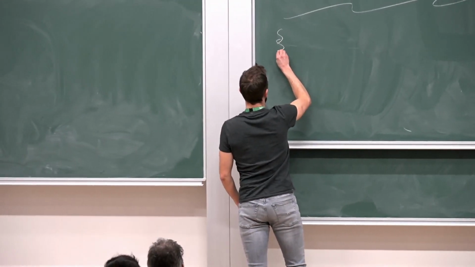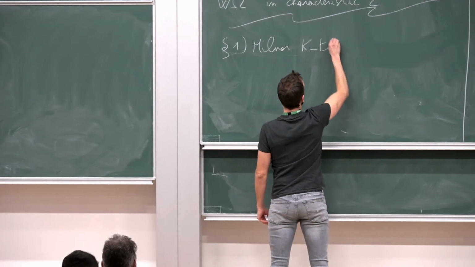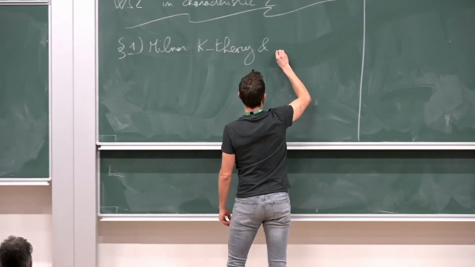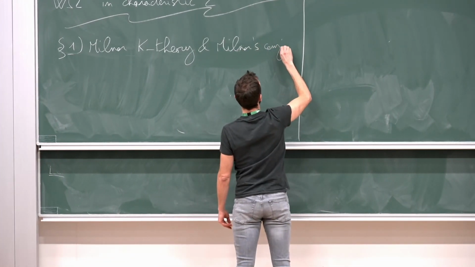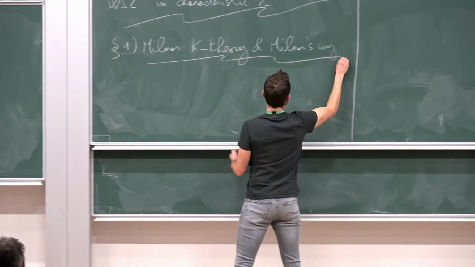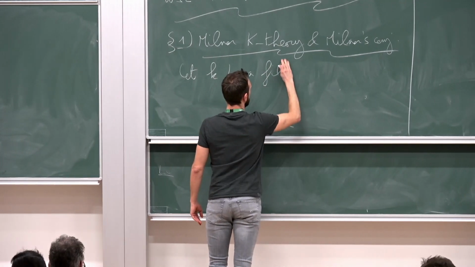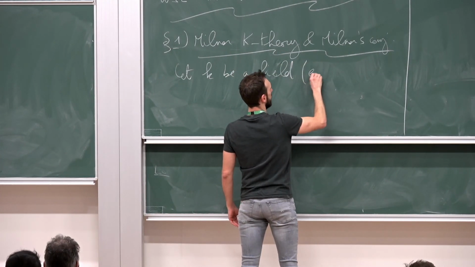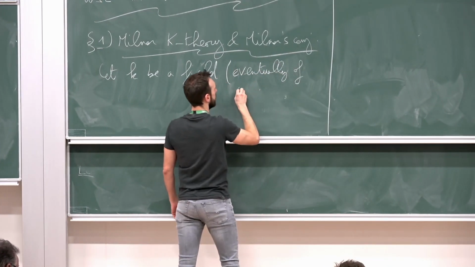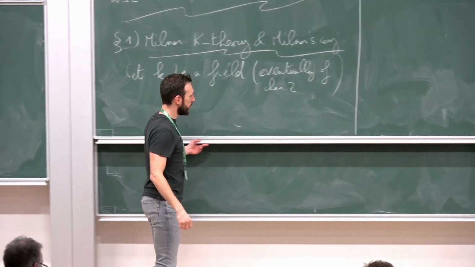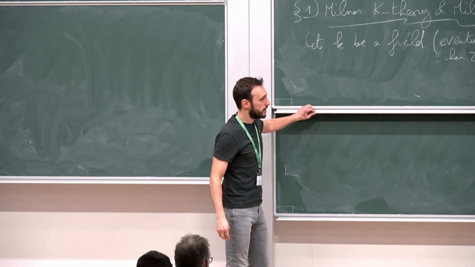So first, let's talk about Milnor K-theory and Milnor's conjecture. Okay, we start with a field. And so far, it can be of any characteristic. Eventually, I'm going to take it to be of characteristic 2. But the Milnor conjecture makes sense for every characteristic, and in fact, it's probably even more interesting for odd characteristic.